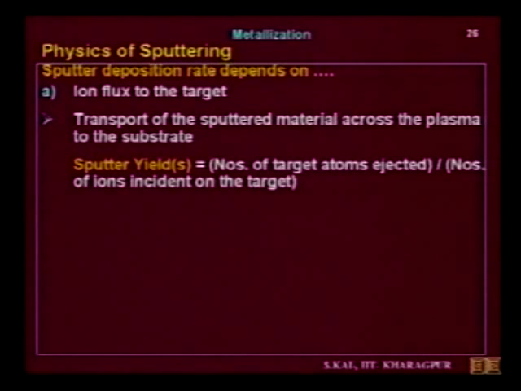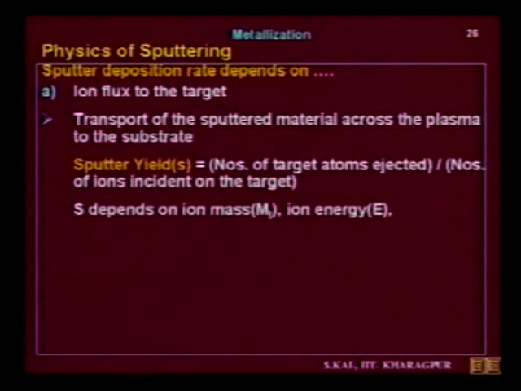The figure of merit, or a measurement of the sputtering efficiency, is defined as sputtered yield, which is equal to the ratio of the number of target atoms ejected to the number of ions incident on the target. That ratio is known as sputtered yield, and sometimes it is expressed as a percentage; then you have to multiply the whole thing by 100. So S, the sputtered yield, depends on ion mass, ion energy, target mass M_T, and target crystallinity. Those are the factors on which the sputtered yield depends.